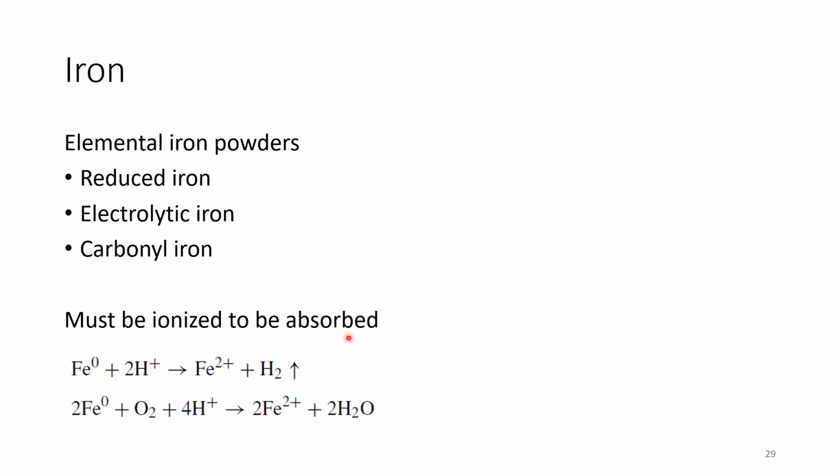These iron powders must be ionized for us to absorb them. And so these iron powders rely on the acid in the stomach to convert elemental iron to ferrous iron so we can absorb it. That's not super efficient. We do get some, but a lot of it is not absorbed.